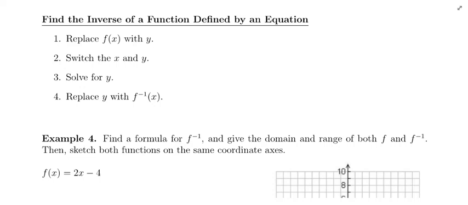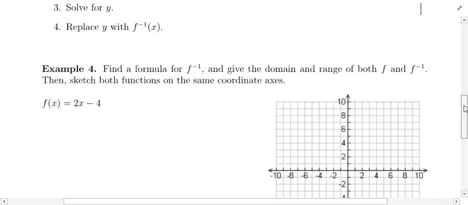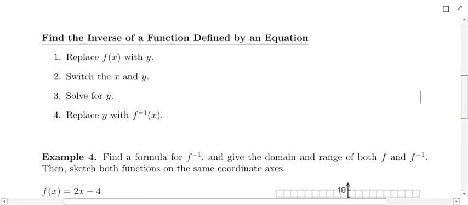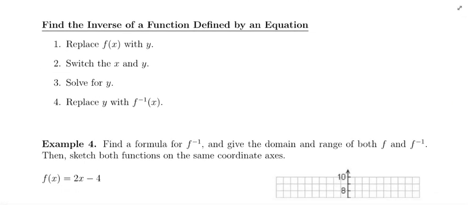So if you're given a set of ordered pairs as your function, then to find the inverse function, all you have to do is switch x and y for each ordered pair, okay? But what about if you're actually given a formula? Like, for example, take a look at example 4. If you have the function f of x is equal to 2x minus 4, how do you come up with the inverse function, okay? Well, there are some steps written down.